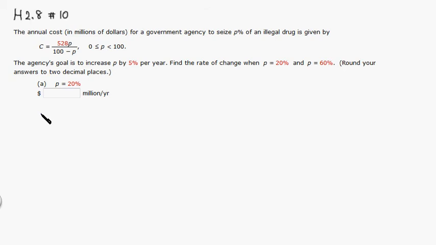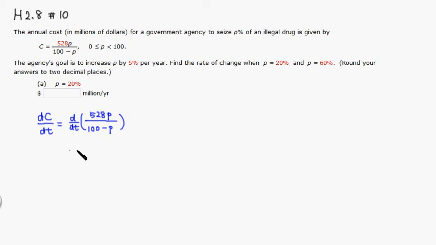So we take the derivative of C with respect to time t. We take d over dt of this quantity, 528p divided by 100 minus p. When you take the derivative, we're going to have to use the chain rule, but go ahead and take the derivative.